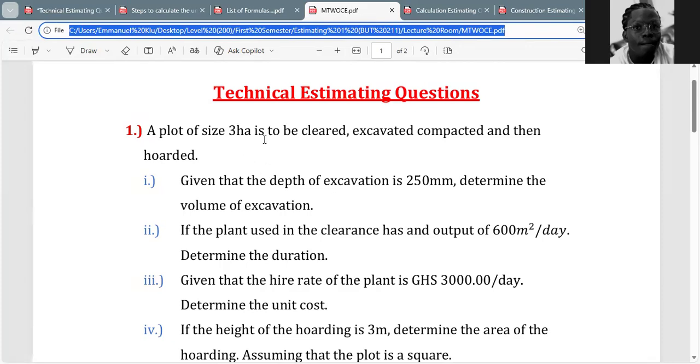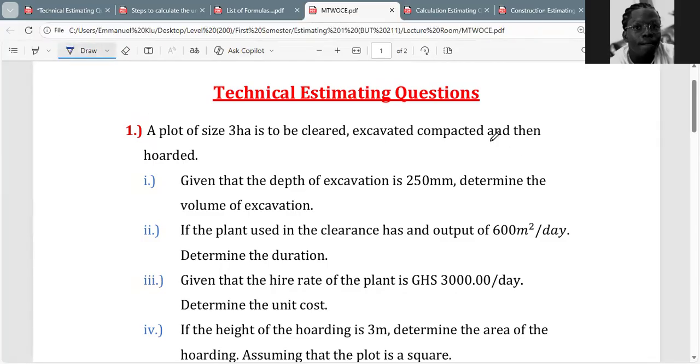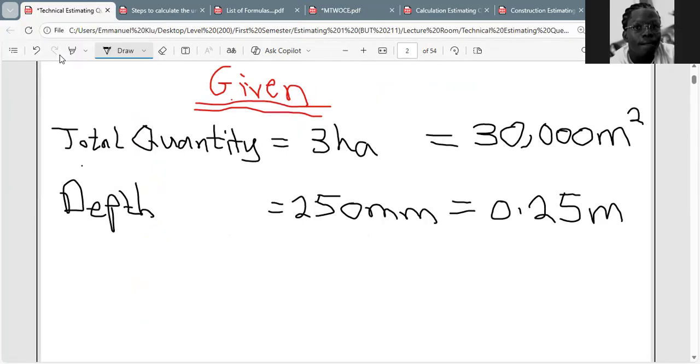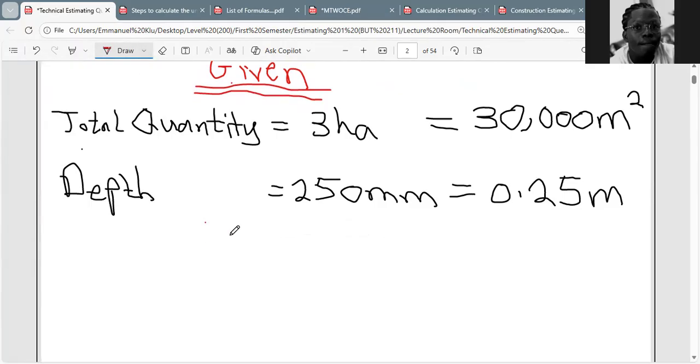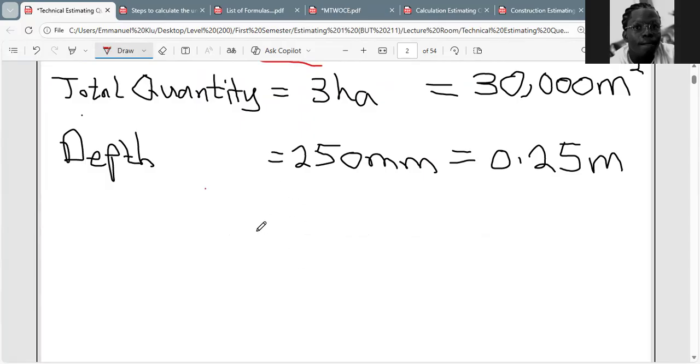Our question says that a plot of size 3 hectares is to be cleared, excavated, compacted, and then hoarded. Given that the depth of excavation is 250 mm, determine the volume of excavation. So we can now start from our I. So let's just move straight to our solution since the question is a straightforward question.